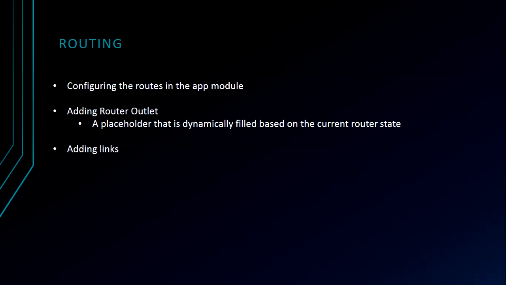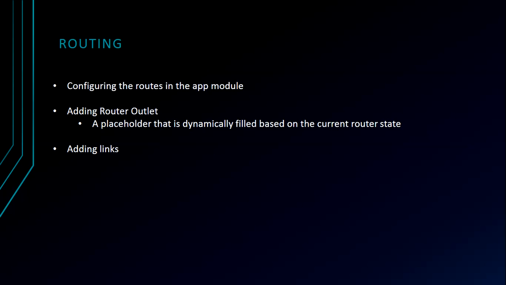Point number two is we have to define the router outlets, right? Router outlet is nothing but, in your app module, you will have to define a placeholder that is going to be dynamically rendered based on the route. For example, if it is slash address, the component on the page should be the address component, right? If it is slash profile, the component on the page should be the profile component. How is the router outlet defined?